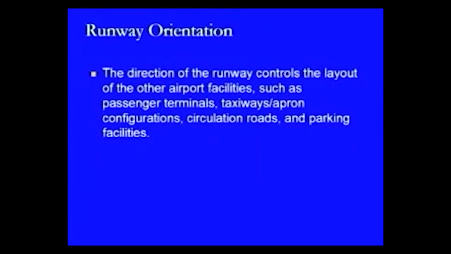The direction of the runway controls the layout of the other airport facilities such as passenger terminals, taxiways, apron configurations, circulation roads, and parking facilities. Means the rest of the facilities which need to be provided on any airport are governed by the orientation of the runway. Because the movements of the aircraft will be there, the facilities have to be placed in such a way that it takes minimum time to approach a facility or to operate that facility.